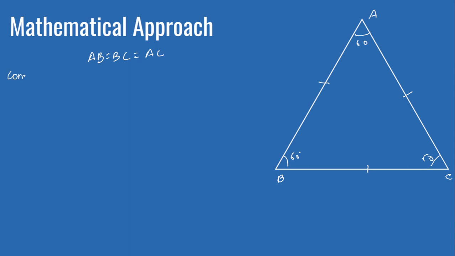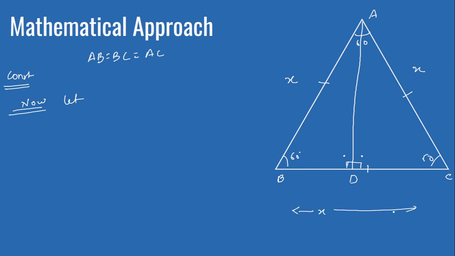Now I'm making a small construction over here, that I'm making a perpendicular. This is the perpendicular AD that falls on this side BC. Now by making a perpendicular on the side BC, this angle is 90 and this angle is also 90. Now let the equal sides be x, x, and this side is also x. Since it is an equilateral triangle, obviously all the sides will be equal to each other.